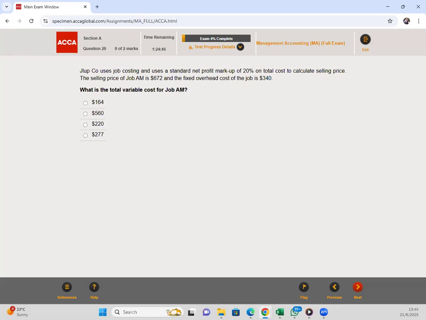We're told of the markup, and we are told of the selling price. Even if we work out the gross profit, does it help? What is the total variable cost? And the fixed overhead is that. Trying to figure out the best way to work out the variable cost. Remember, the total cost is equal to the variable cost plus the fixed cost.